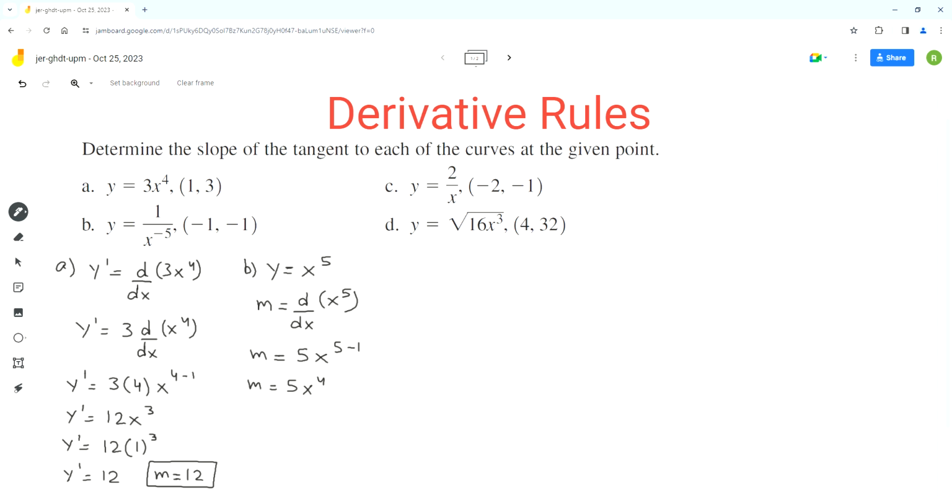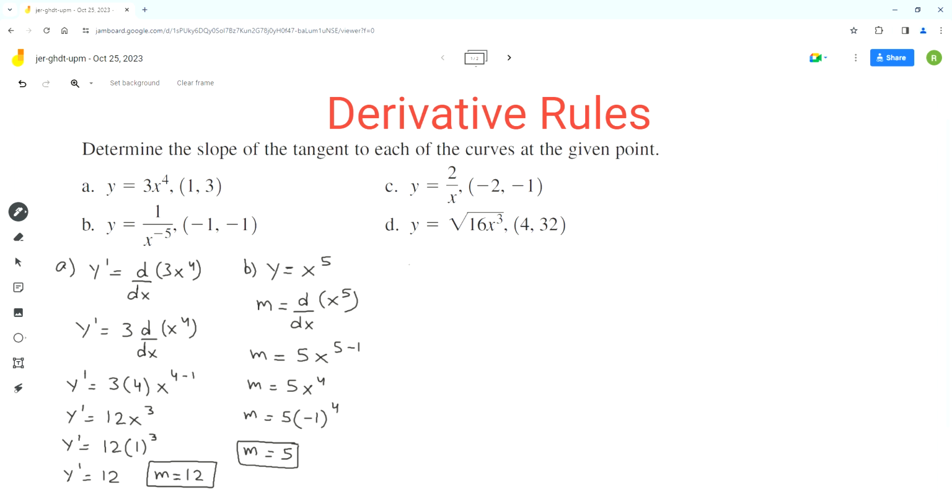Now in part B, we have to find the slope of the tangent at negative 1, and the x coordinate in this point is negative 1. So we'll sub in x as negative 1 in this expression. So 5 times negative 1 to the power 4. So now we can simplify this expression. So negative 1 to the power 4 is 1. So times 5 is just 5. So the slope of the tangent at the given point for part B is 5.